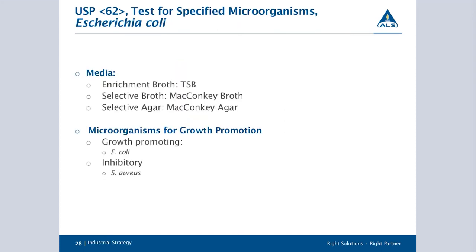For E. coli, the enrichment broth is the TSB again, but the selective agar and broth are MacConkey broth and agar. So this one, you're allowing the growth of E. coli, but inhibiting the growth of gram positives like Staphylococcus aureus.